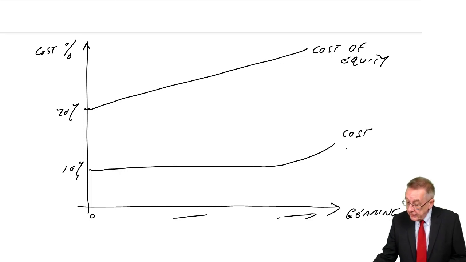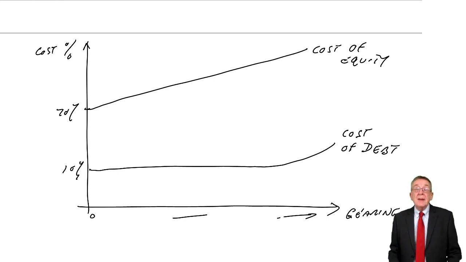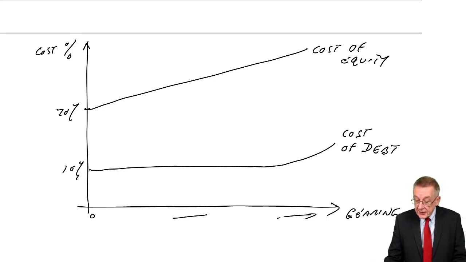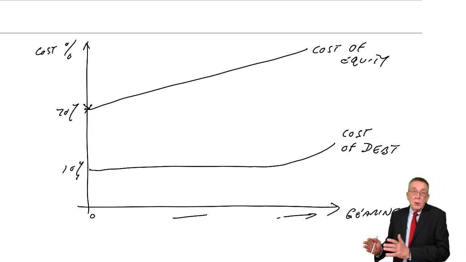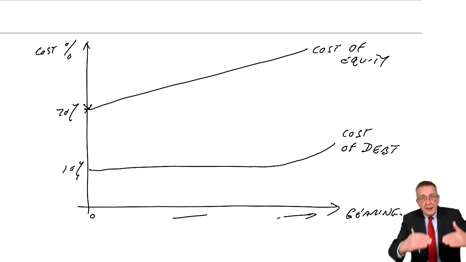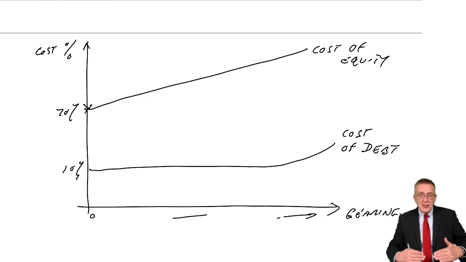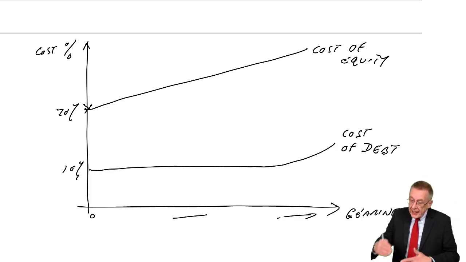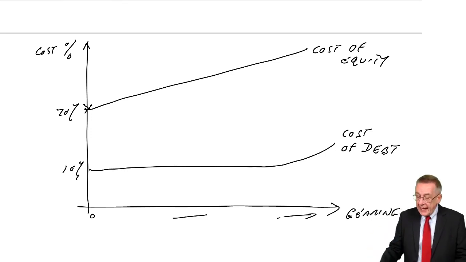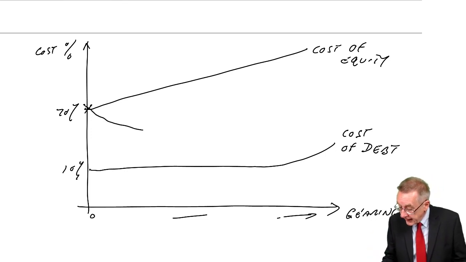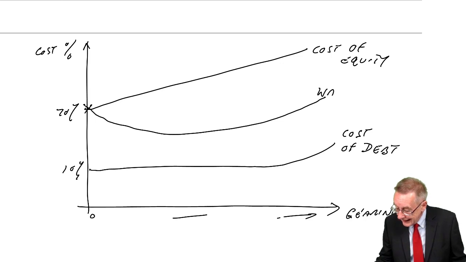And the weighted average, well, again, when we're all equity financed, it's simply the cost of equity. But as you bring in more debt, the cheap debt pulls the weighted average down. But at the same time, the higher cost of equity is pushing it up. Well, again, the weighted average stands to change.